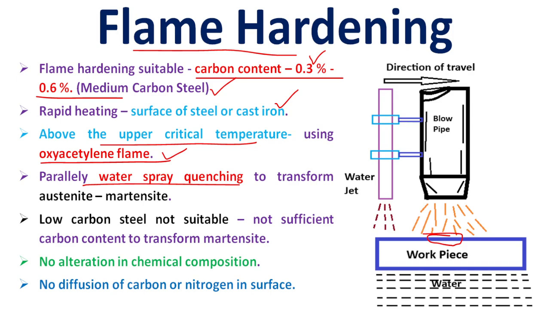The heating is done, and in parallel the cooling medium, water, is sprayed. This is a heating process. This is the progressive method of the flame hardening process. This method is suitable for medium carbon steel and cast iron material.